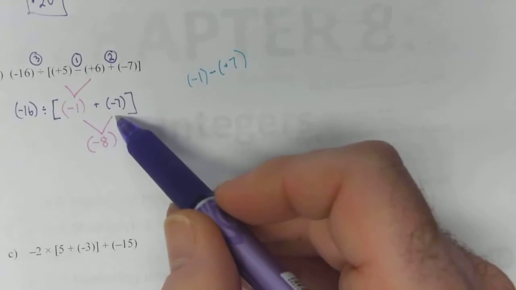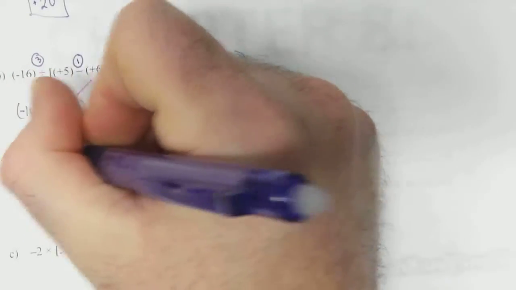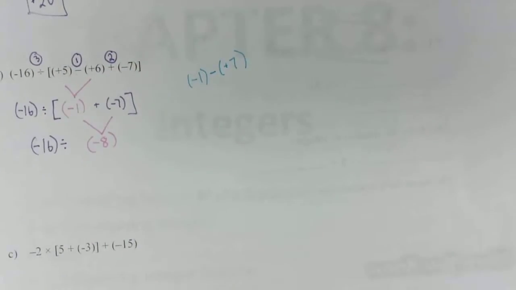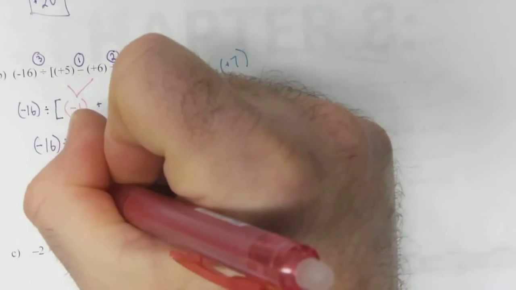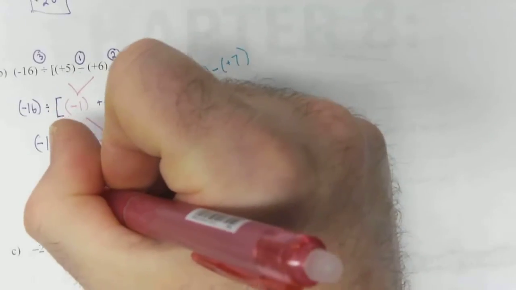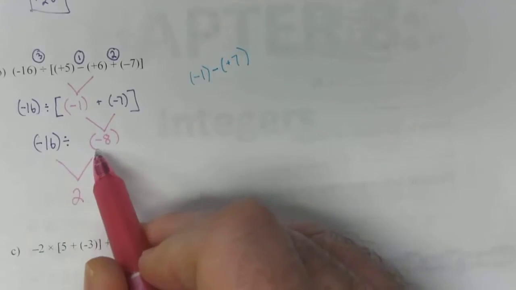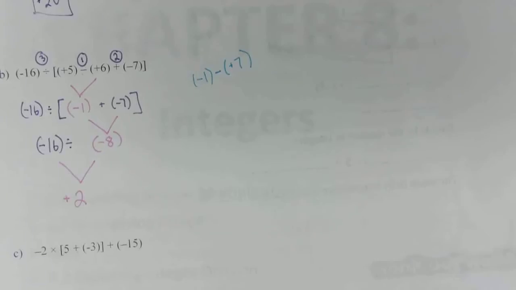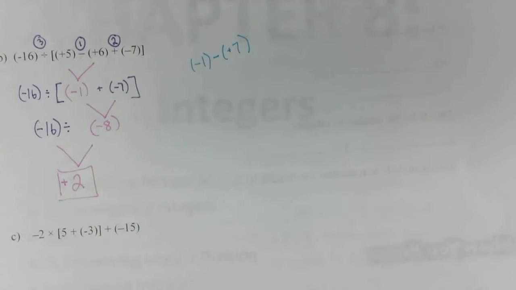So we've done that calculation. I can bring down the rest of it. Negative 16 divided by, and now we're looking at negative 8. So once again, one last operation. 16 divided by 8 is 2. Negative divided by negative, same sign, which means it's going to be a positive answer. And so that's the solution. Positive 2.